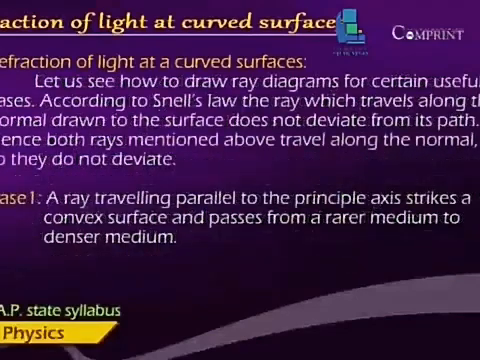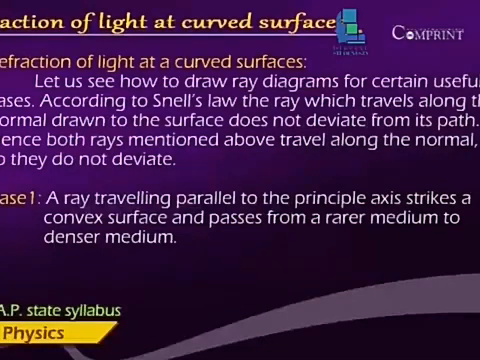Let us see how to draw ray diagrams for certain useful cases. According to Snell's law, the ray which travels along the normal drawn to the surface does not deviate from its path. Hence, both rays mentioned above travel along the normal, so they do not deviate. Case 1. A ray traveling parallel to the principal axis strikes a convex surface and passes from a rarer medium to a denser medium.